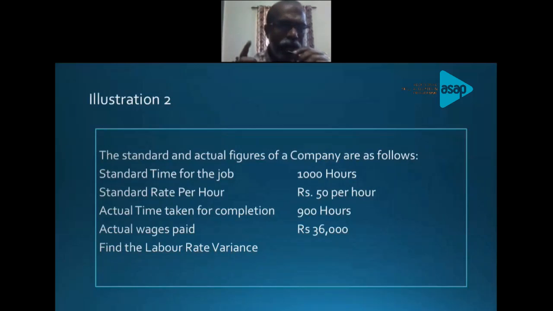Here, actual rate per hour is not given, but you can calculate actual rate per hour if you want. Actual rate per hour is actual wages divided by actual time. That is 36,000 divided by 900. That is 40. We have computed this in the last illustration. The standard time is 1000, actual time is 900, standard rate is 50, and actual rate is 40.